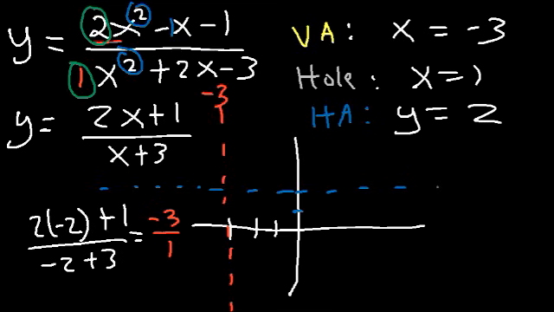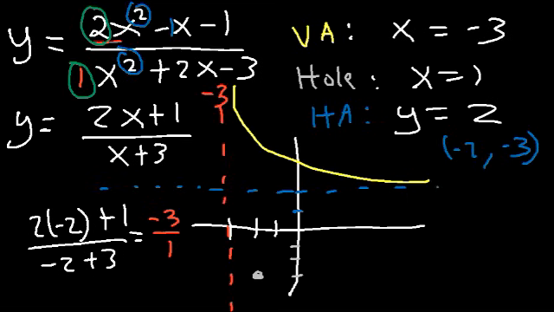So we have the point -2, -3, which is somewhere over here. Therefore, we're not going to have a curve in this region since the point is over here. So it should look like this.